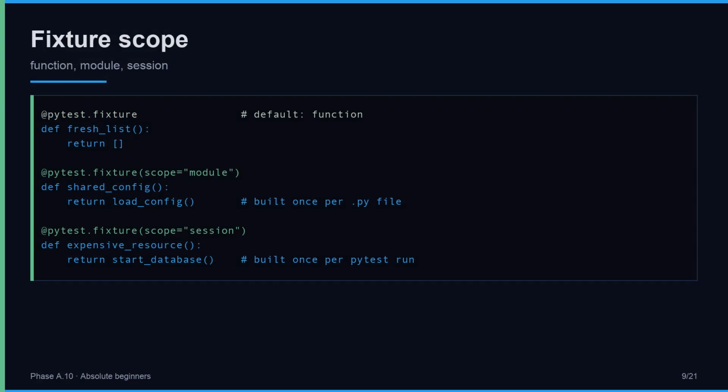Fixtures have scope. The default is function scope, a fresh fixture is built for every single test. Module scope builds it once per test file. Session scope builds it once for the entire pytest run. Use session scope for expensive things like starting a database. Use function scope for cheap things where isolation matters. Choosing the right scope is a balance between speed and isolation, and it is one of the most useful skills in real pytest work. Pick the right scope.